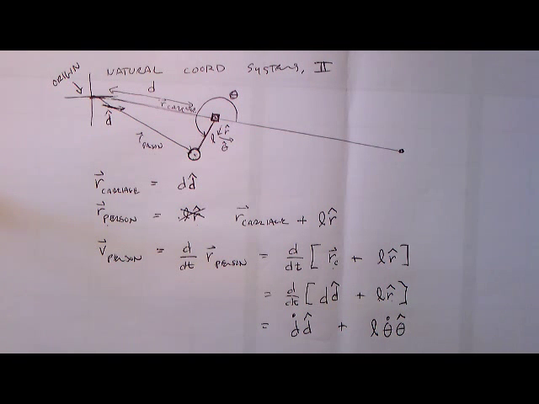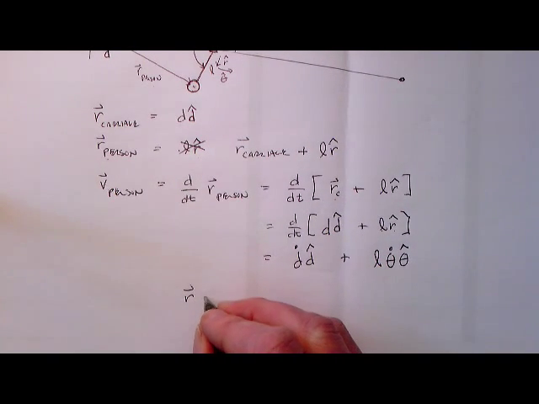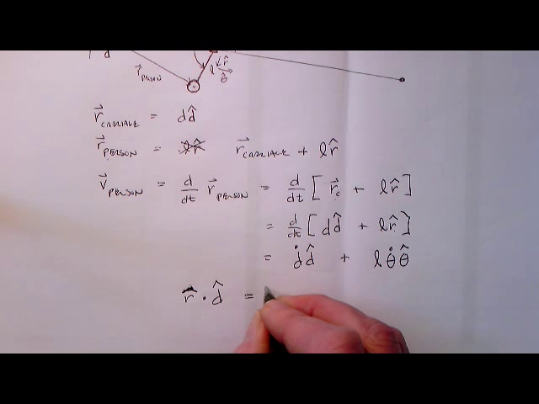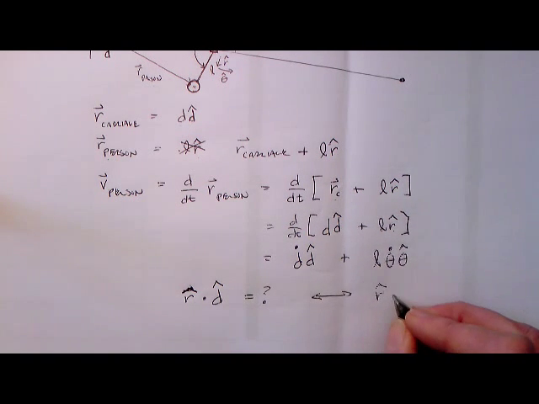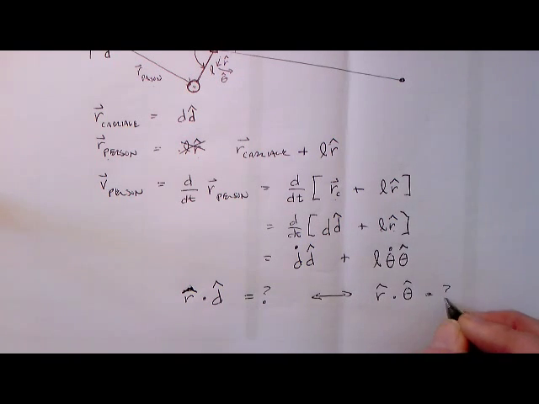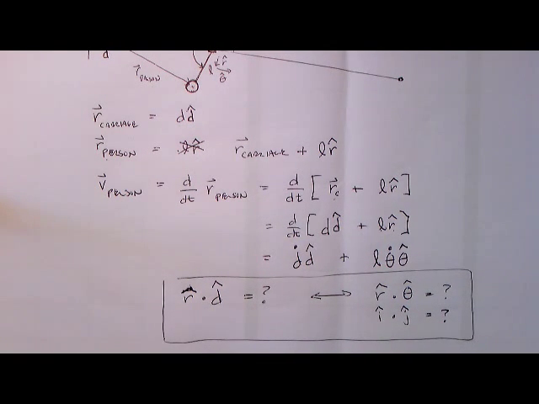Now, I'll warn you at this point that there's something fishy and funny about this coordinate system. I'll warn you by asking you a question to think about, and then I will end this video. What is r hat dot d hat? And how does that contrast with a polar coordinate system where r hat dot theta hat is something, or a Cartesian coordinate system where i hat dot j hat is something? So there's an issue embedded in here that needs to be thought about, but we'll come back to that later.